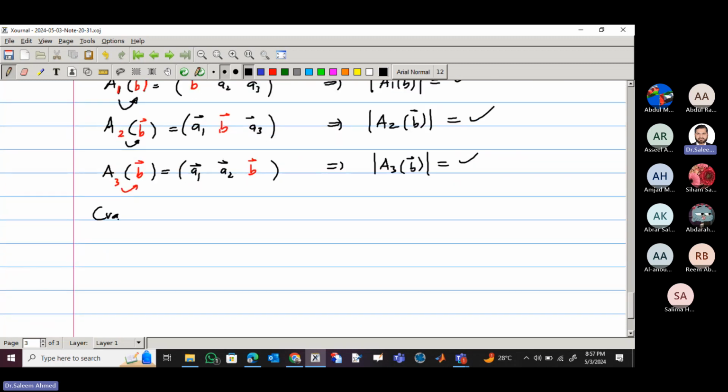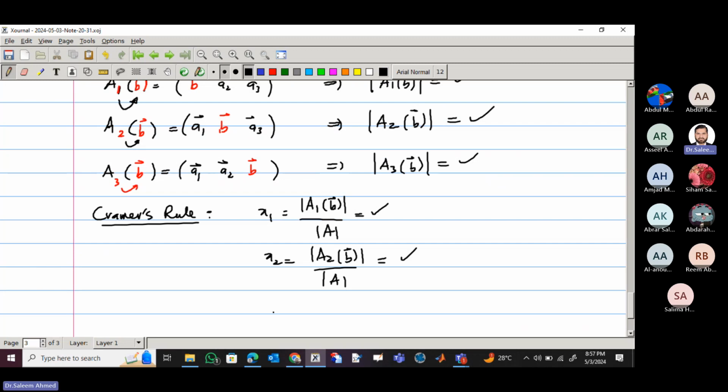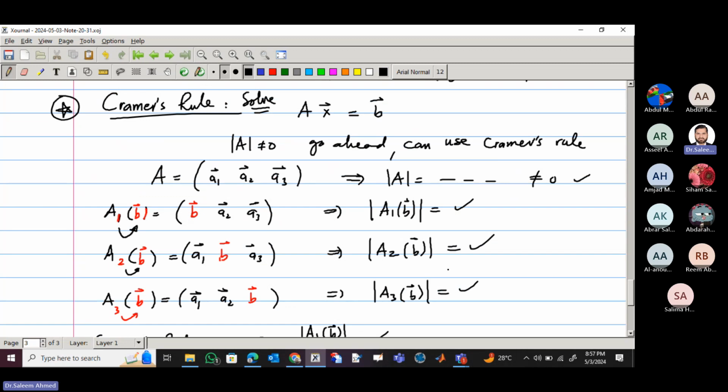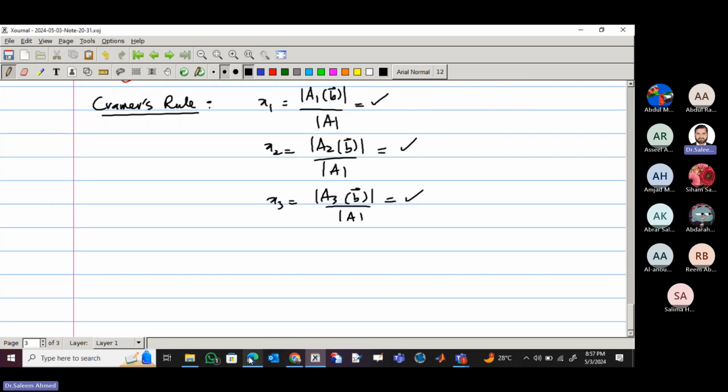So Cramer's rule says that if you have a 3 by 3 matrix, it means there are 3 unknowns, x1, x2, x3. So the determinant of A1B divided by determinant of A gives you x1. Determinant of A2B divided by A gives you x2, and determinant of A3B divided by A gives you x3. So that is a method that can solve any system where A is an n by n square matrix whose determinant is non-zero.